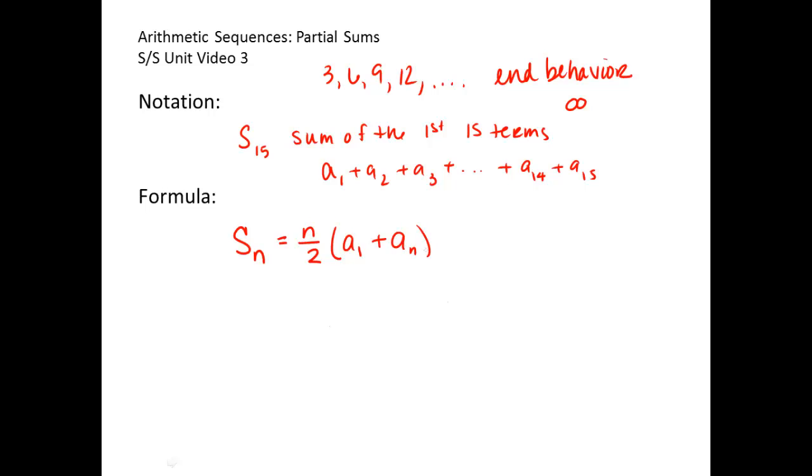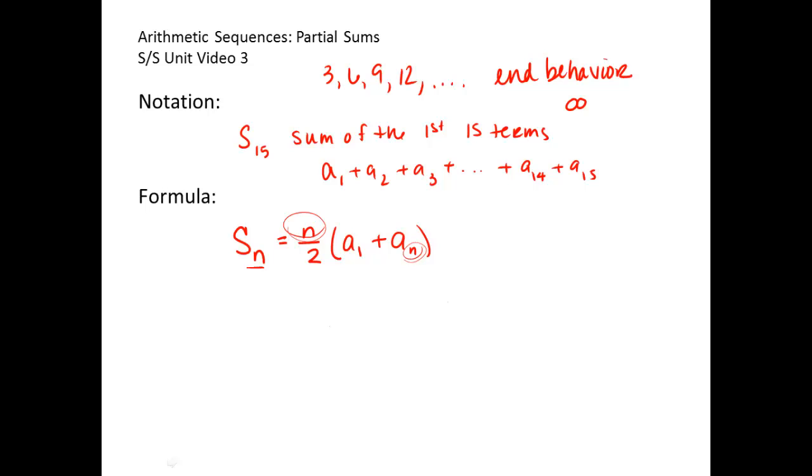So if you're looking for the sum of the first 15 terms, or the partial sum here, I would have a 15 here, I would have a 15 here, and I would have a 15 here in notation. Then I would substitute those values in.